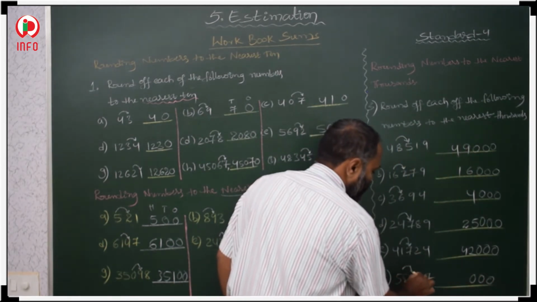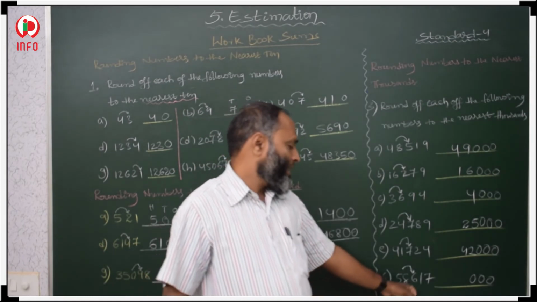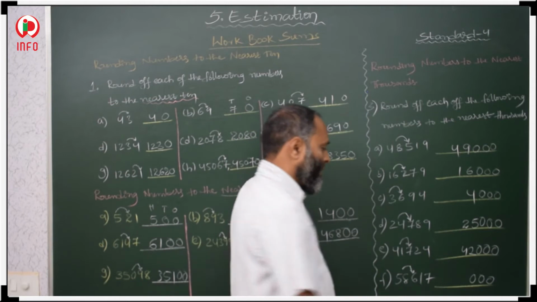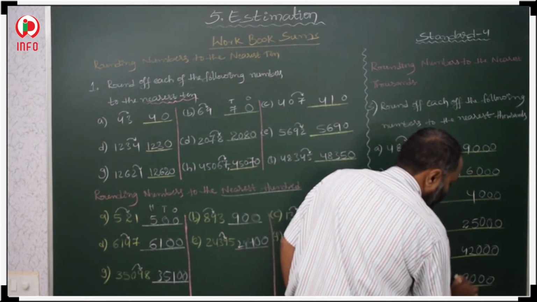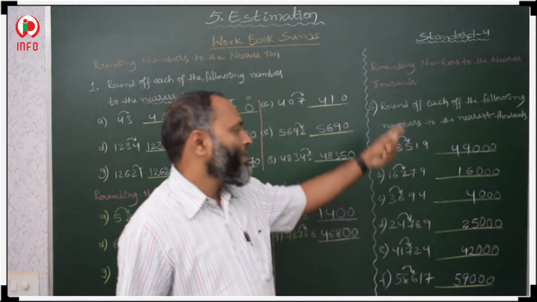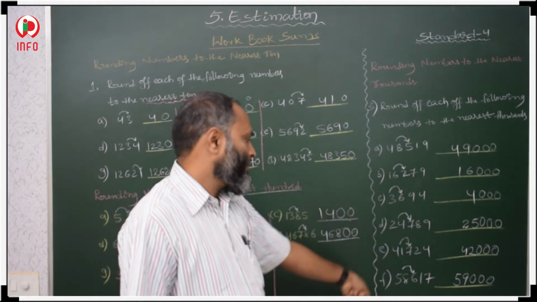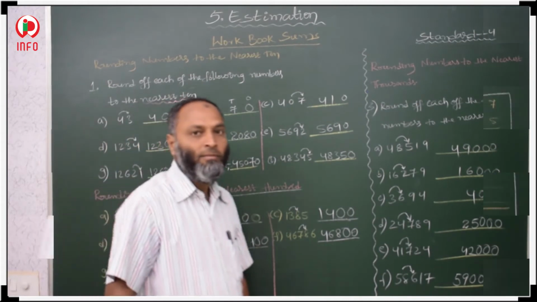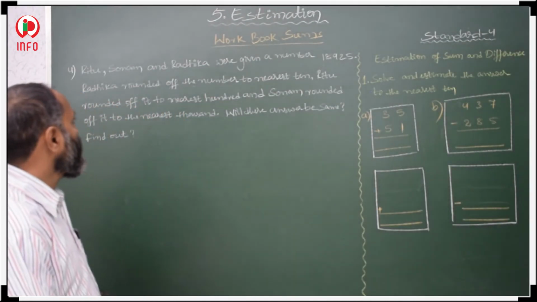For the thousands place, you have to check the hundreds place. It is greater than 5, so we have to add plus 1. 8 plus 1, 9. Okay. So in this way you have to round off to the nearest thousands, nearest hundreds, nearest tens. Now students, one question is given here.